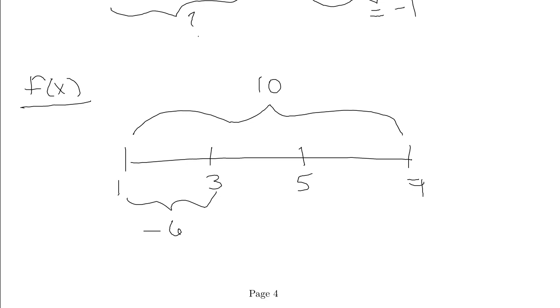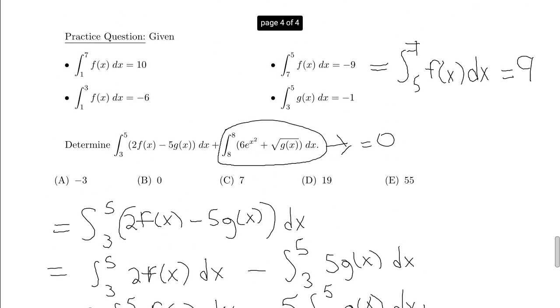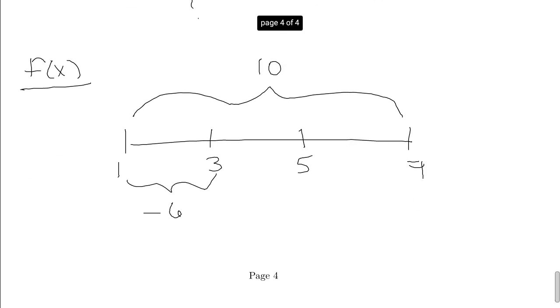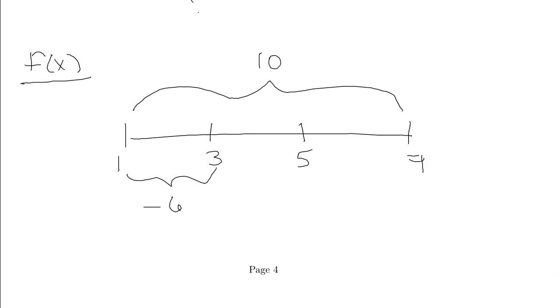Last but not least, I have the area between 5 and 7, and I know that that is positive 9, right? If I did 7 to 5, it's negative 9, but we want the interval to go from the smallest number to the biggest number. So it's an area of positive 9 between 5 and 7. So this is positive 9.